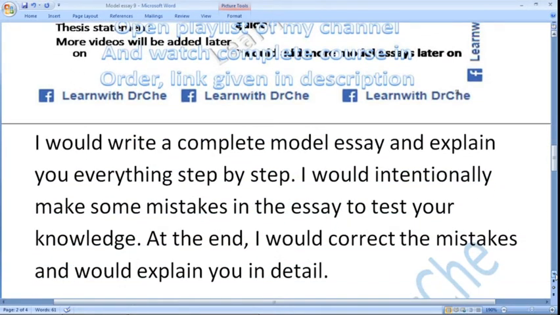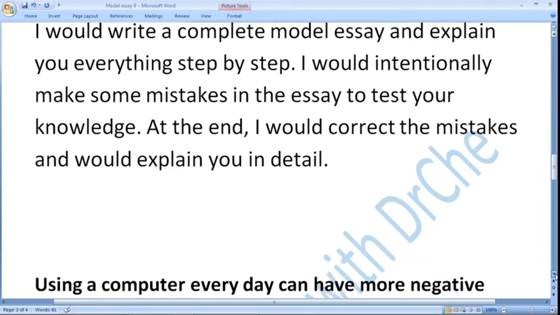I will write a complete model essay and explain everything step by step. I will intentionally make some mistakes in the essay to test your knowledge. At the end I will correct the mistakes and explain them to you in detail.